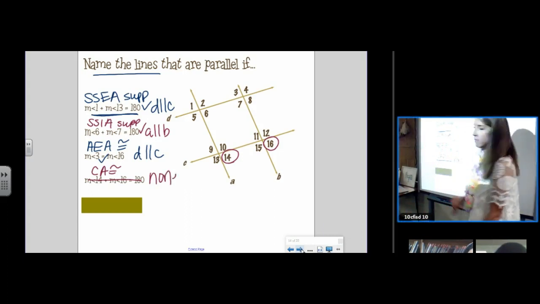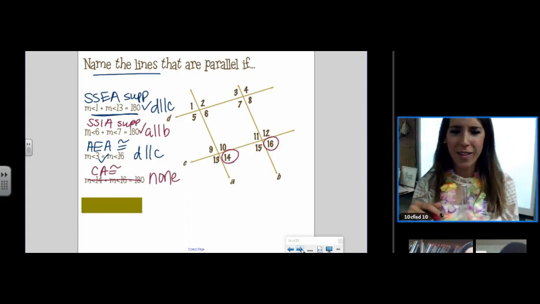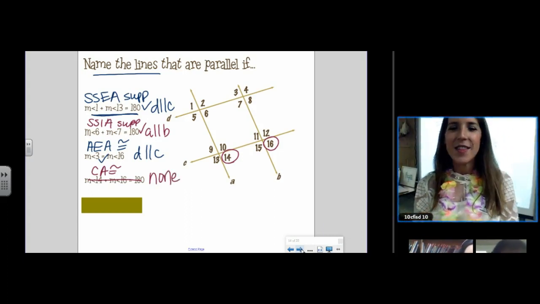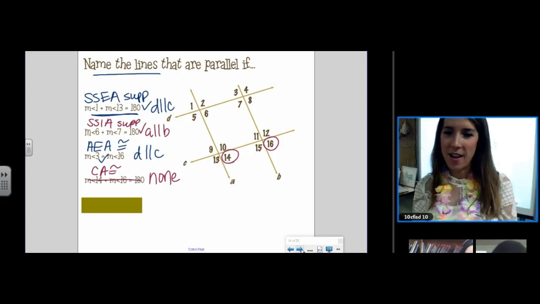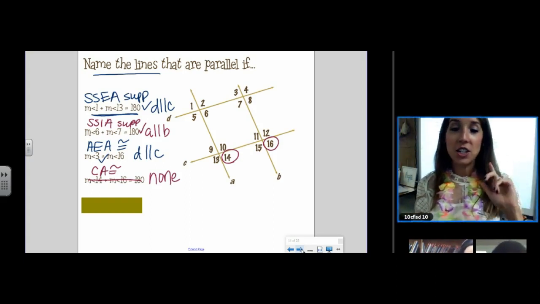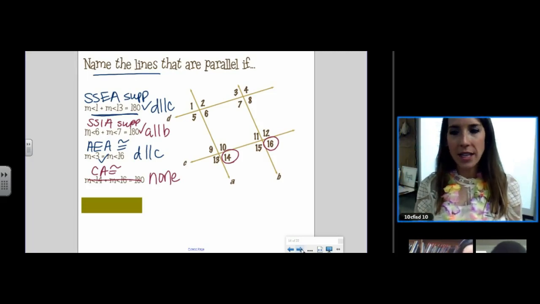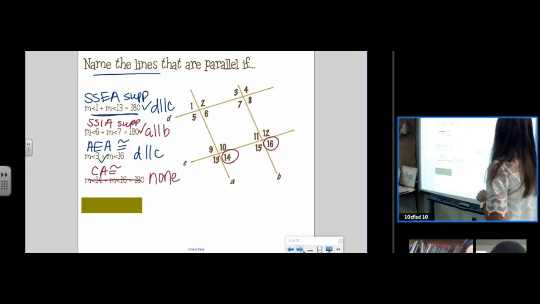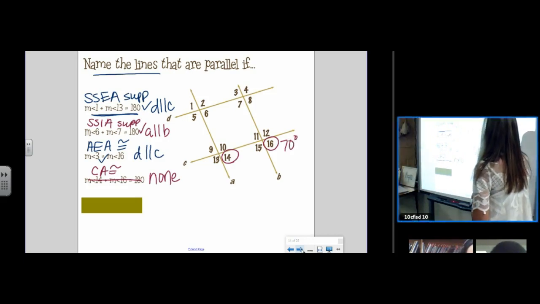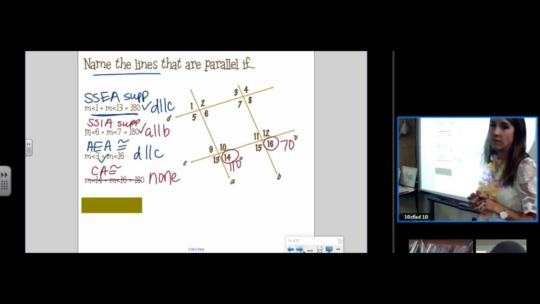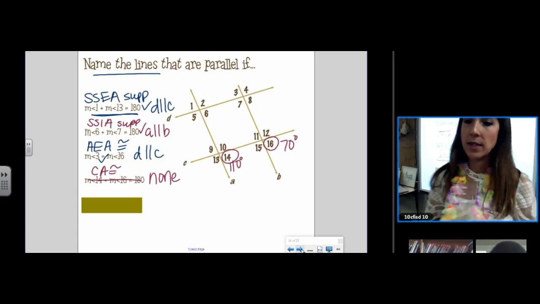So you write none. There are no lines that are parallel. They're not perpendicular because you're assuming they're both congruent and supplementary. But all we know is that they're supplementary. So for all we know, this could be 70 degrees and this could be 110. And then there wouldn't be any perpendicularity.